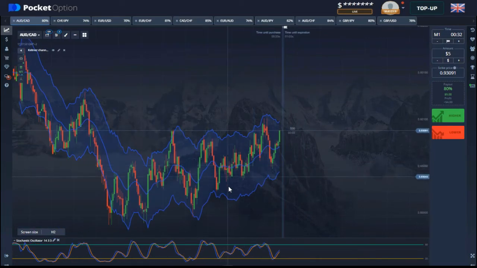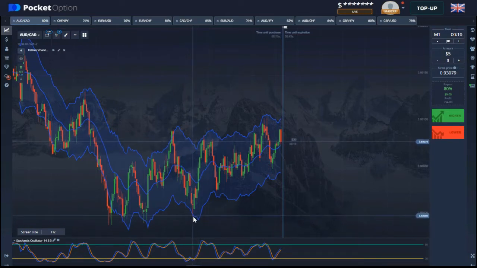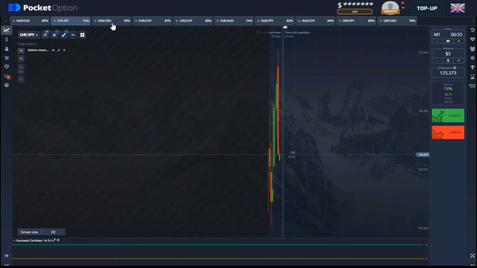Now, when the stochastic oscillator is in the overbought condition and the market touches the upper line of the Keltner channel, you take the trade downward. When the stochastic oscillator is in the oversold condition and the market touches the lower line of the Keltner channel, you need to take the trade upward. Okay, so let me find a moment for you guys.